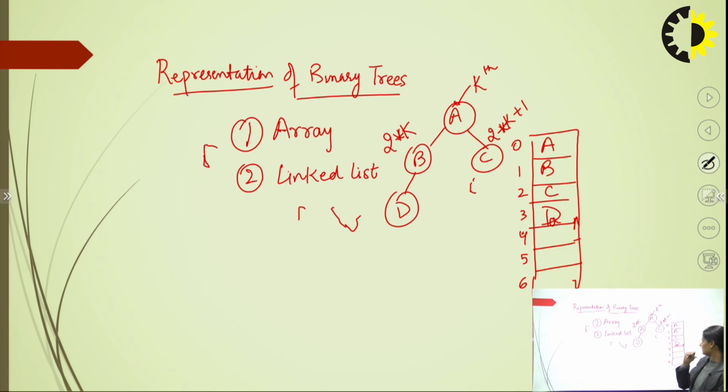As we can see over here, since A is at position number 1, its left node is at 2 into 1, that is first. If this node is at position k, its left child is at 2k. So this is the first position, this is the second position, this is the third position, and this right child is at 2k plus 1, that is 2 into 1 is 2, plus 1.